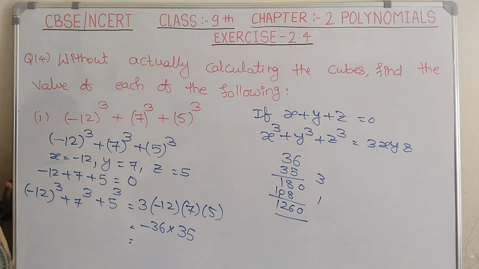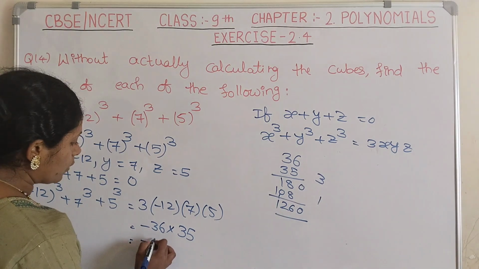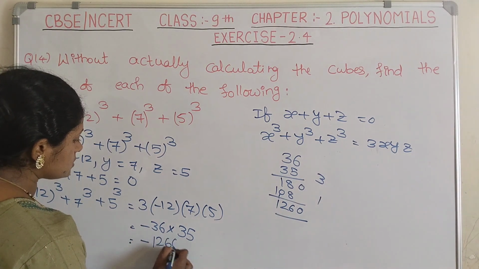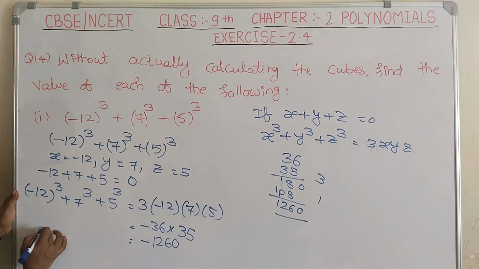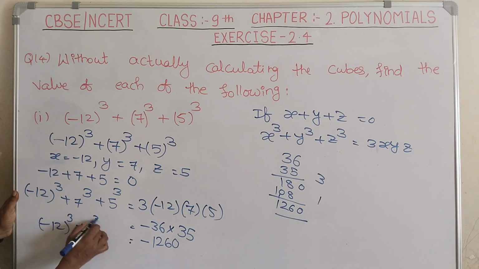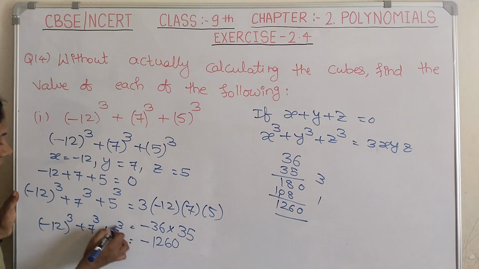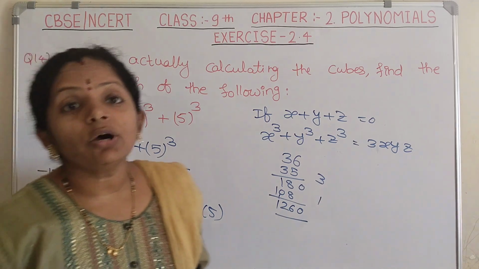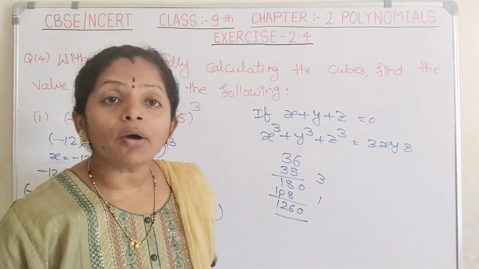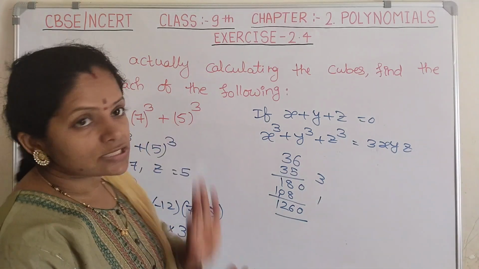Minus into plus gives minus. So 1260 with a minus sign is the value of (-12)^3 plus 7^3 plus 5^3. In this way, without calculating the cubes, we found the result of this question.